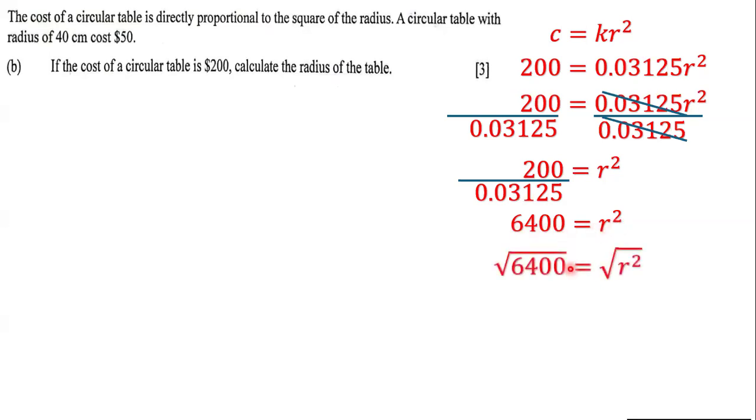Next, we take the square root of both sides. We take the square root of this side, and we take the square root of that side, and we cancel the root with the power. And so on the right-hand side, we are just left with R is equal to the square root of 6,400. And what is the square root of 6,400? Well, that's going to be 80. And so we have that R is equal to 80. So if the cost of the circular table is $200, then the radius of the table is 80 centimeters. And that's the answer to this particular question.